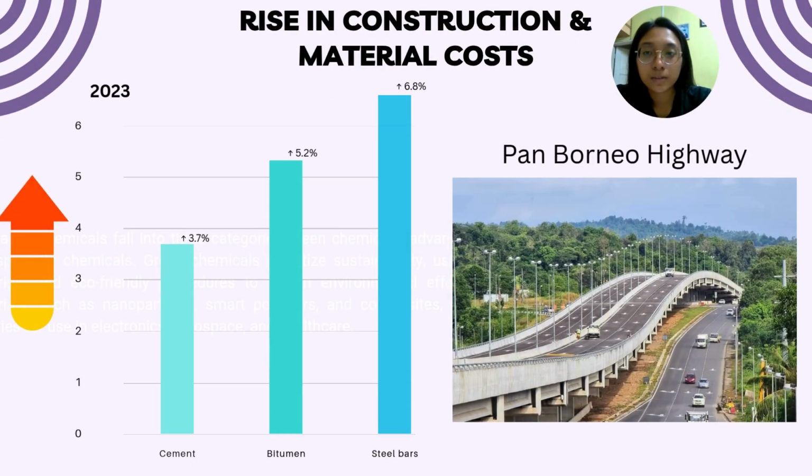One of the most visible effects of inflation is the increase in prices for construction materials. In Malaysia, the Construction Materials Price Index reported annual increases of 3.7% for cement, 5.2% for bitumen, and 6.8% for steel bars in 2023. Projects like the Pan-Borneo Highway have experienced repeated budget overruns because cost estimates couldn't keep up with inflation. This highlights the importance of including inflation forecasts in early project planning.